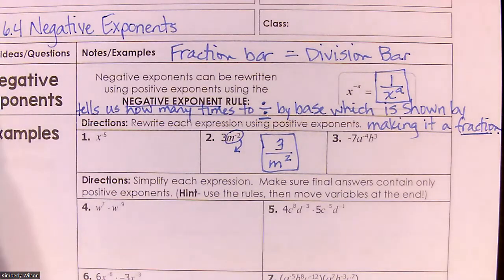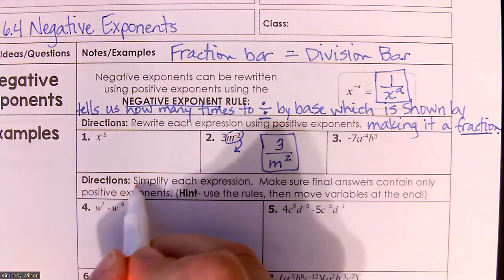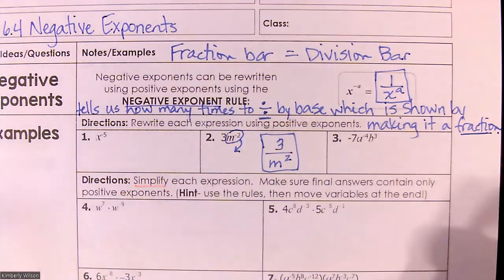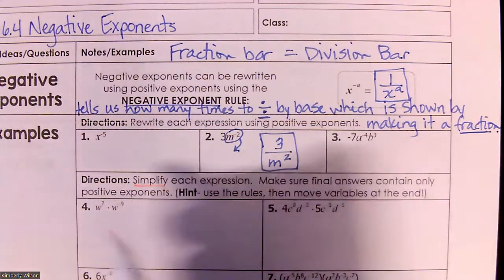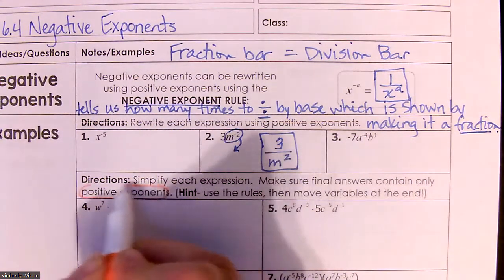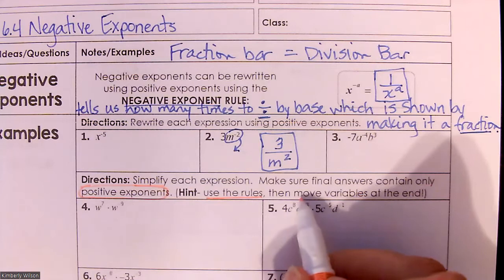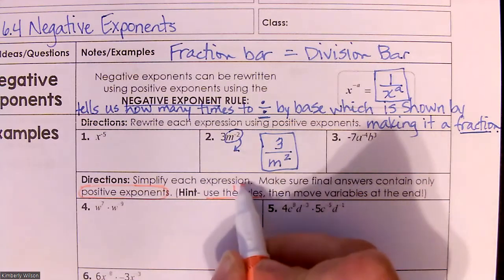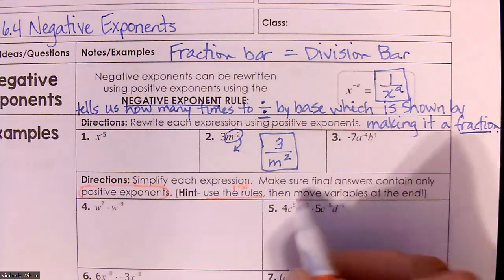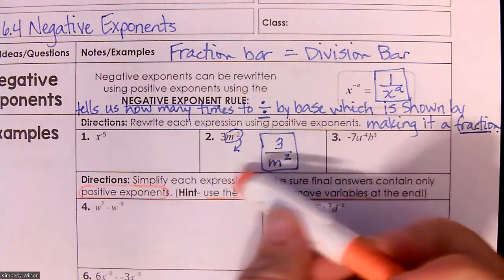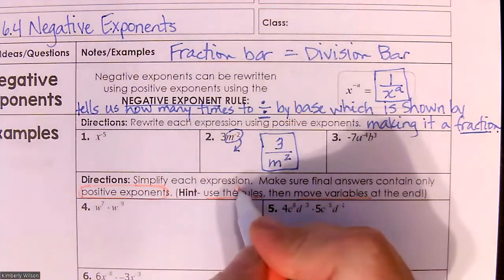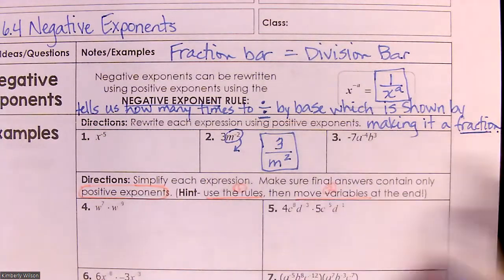Let's look at the next example. Number 4. Now, the directions here say to simplify each expression. You want to make sure final answers contain only positive exponents. You want to use the rules first, then move. So first the rules, then move the variables. So this is the first, this is the second. Okay, all right, here we go.